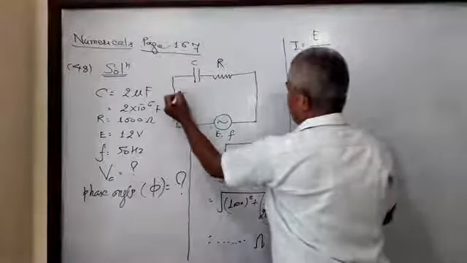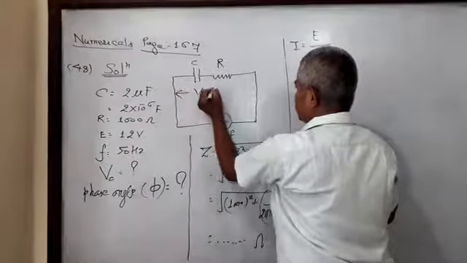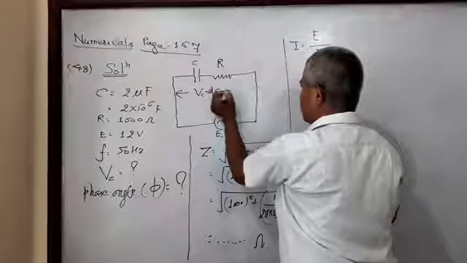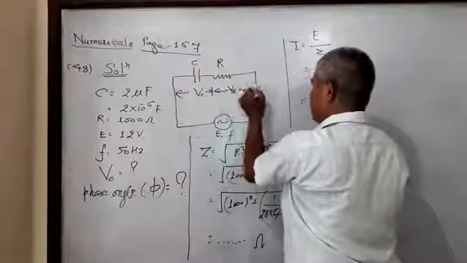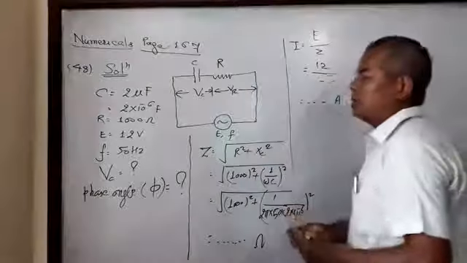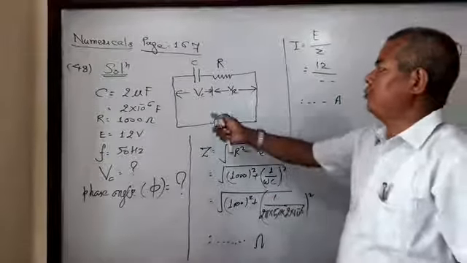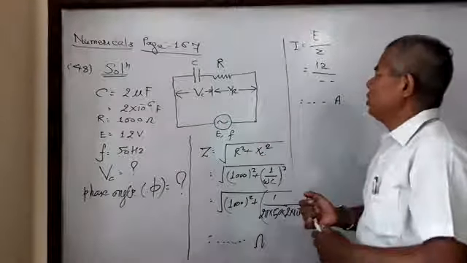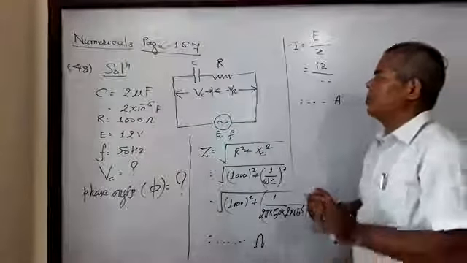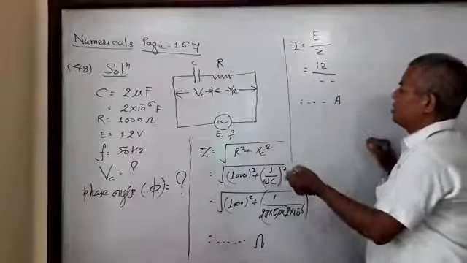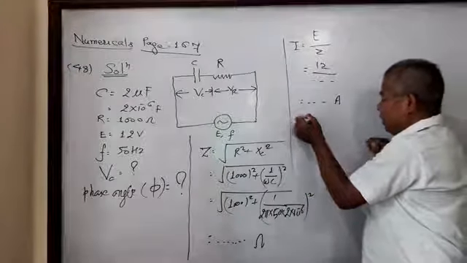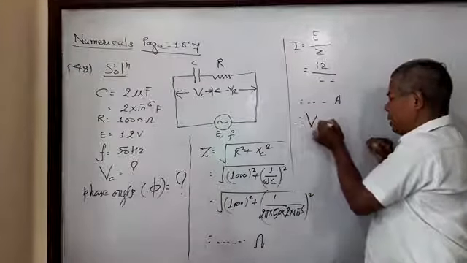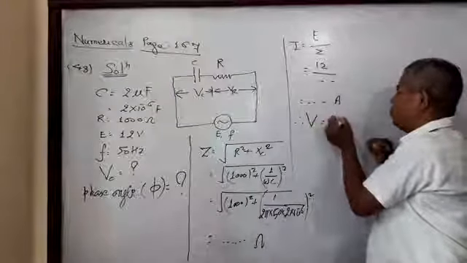Now you have to find the value of potential difference across capacitor. Means we have to find VC. This is voltage across capacitor, this is voltage across resistor. But the question is asking us the potential difference across capacitor. VC is equal to what? And we know that from Ohm's law V is equal to IR.